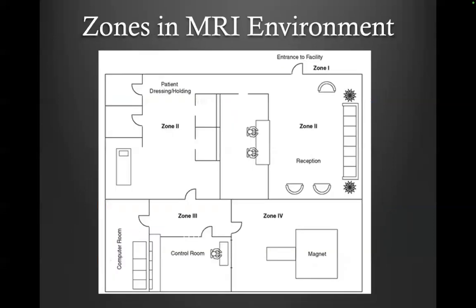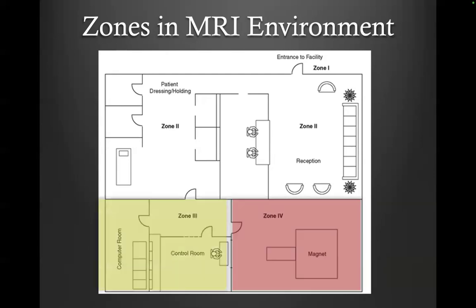If you look at an example layout in an MRI suite, you can see that the magnet room is Zone 4. It's strictly forbidden. It's going to be more than the 5 Gauss line. Don't step into it without being screened, and take everything off your body. Well, anything metal. You don't always need to take off your clothes.